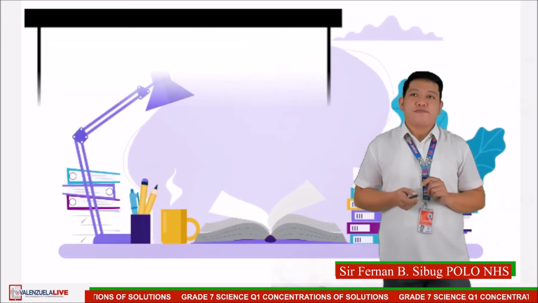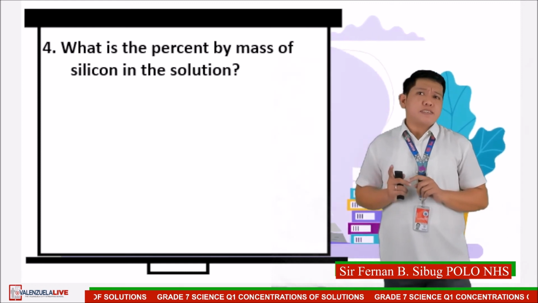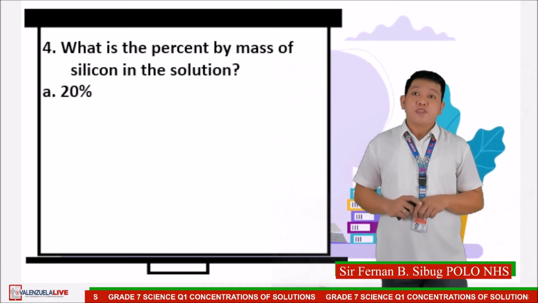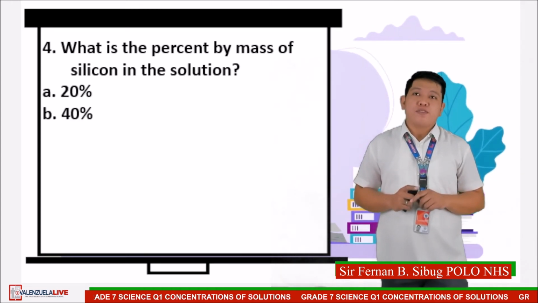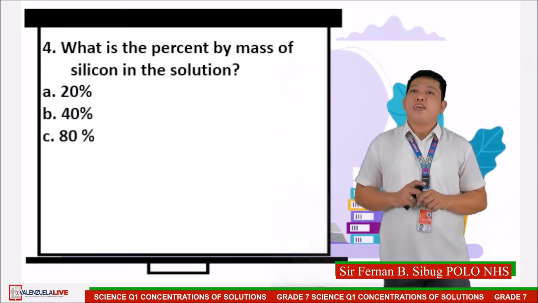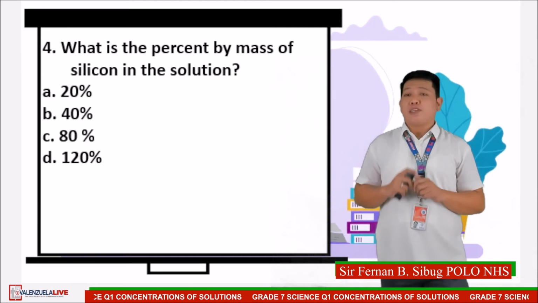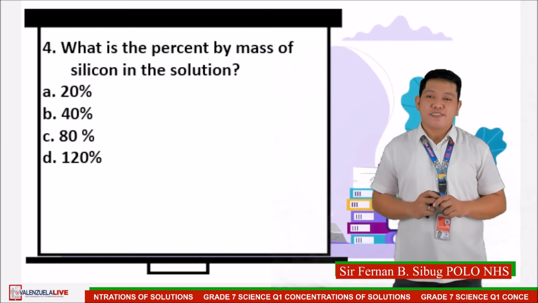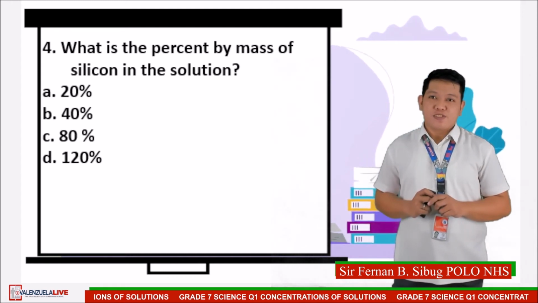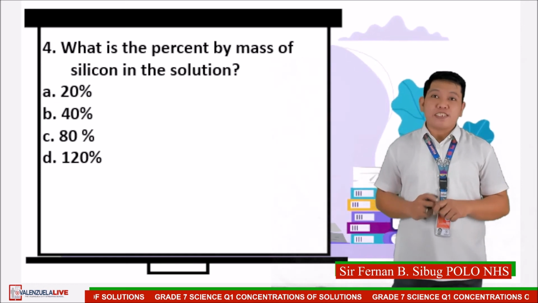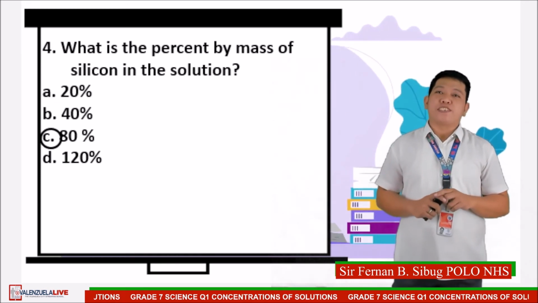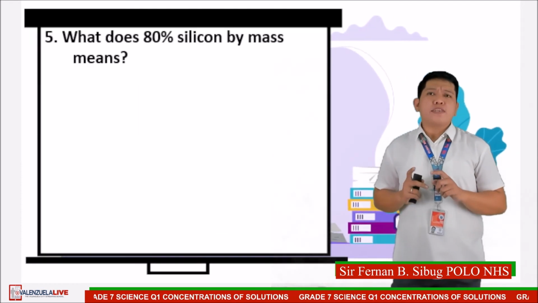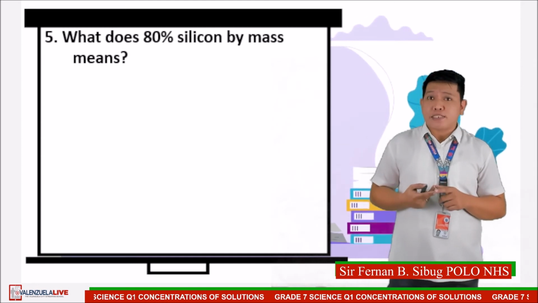Question number 4. What is the percent by mass of silicon in the solution? A. 20%. B. 40%. C. 80%. And D. 120%. Type in your answer. Okay, the correct answer is letter C, 80%. And lastly, what does 80% silicon by mass mean?